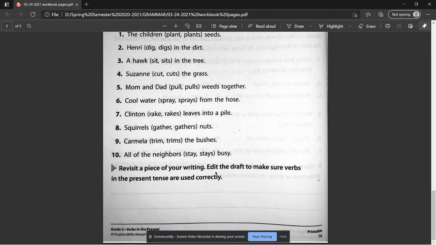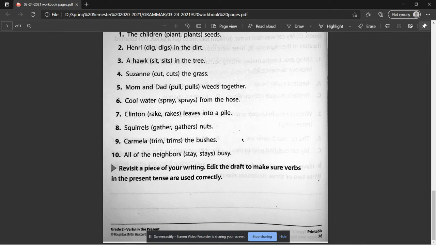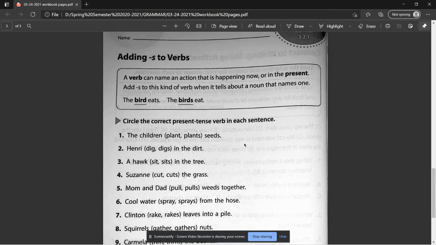Now let's see. This is the last page that we're going to work with. This is page 76 of the workbook, and it says adding s to verbs. So a verb can name an action that is happening now, in the present, right? So add s to this kind of verb when it tells about a noun that names one. So the bird eats. The birds eat.